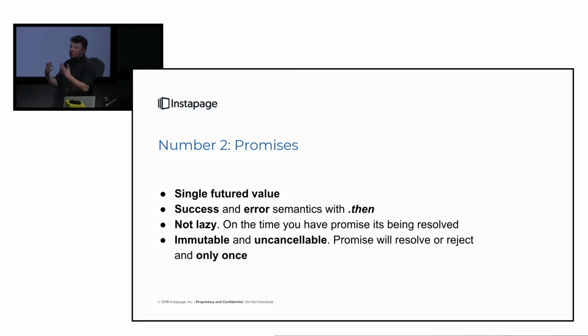And the last thing, they are immutable, but you cannot cancel them. So if you trigger the promise, it must be resolved. You cannot cancel any action on it. And you can run one promise only once. You cannot retry a promise.